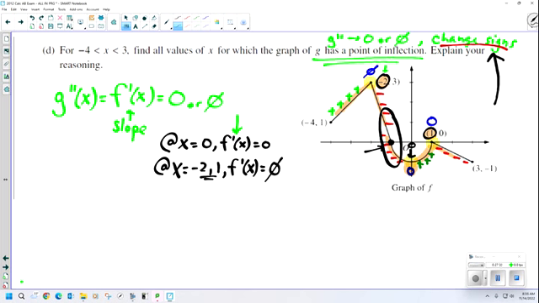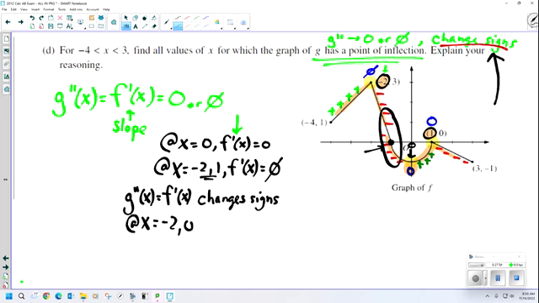All right? So let's just write something brief. The second derivative of g equals the first derivative of f. I'm just going to make that statement. And that changes signs at x equals -2, 0, and 1. I like putting these 3 dots for therefore, but I'll write: Therefore, there are points of inflection there. When I say there, I'm referring to these.